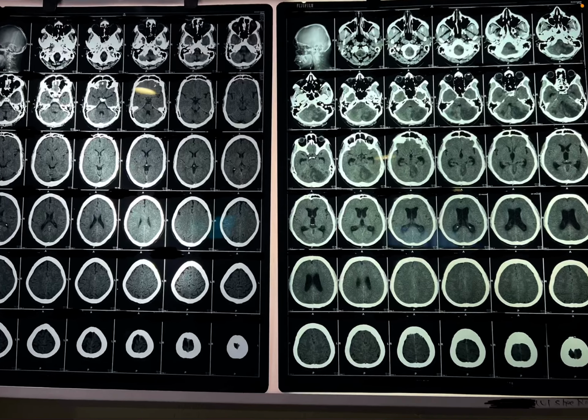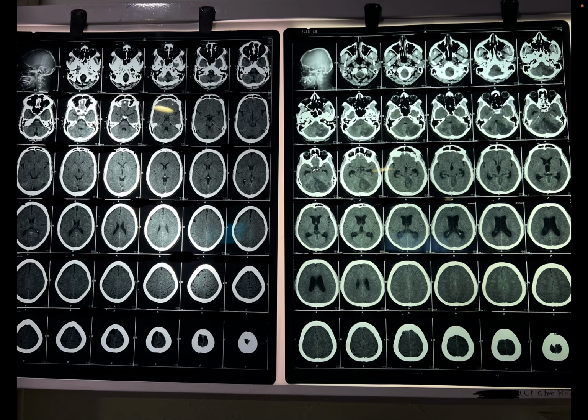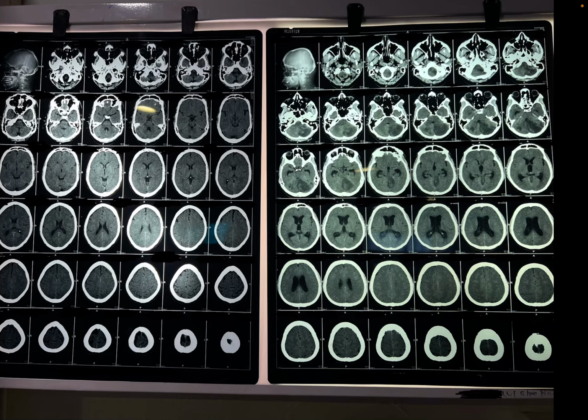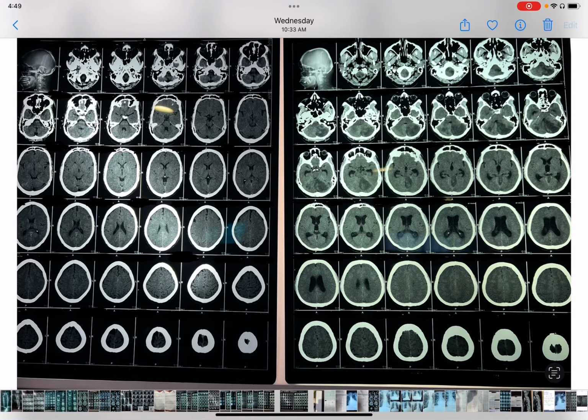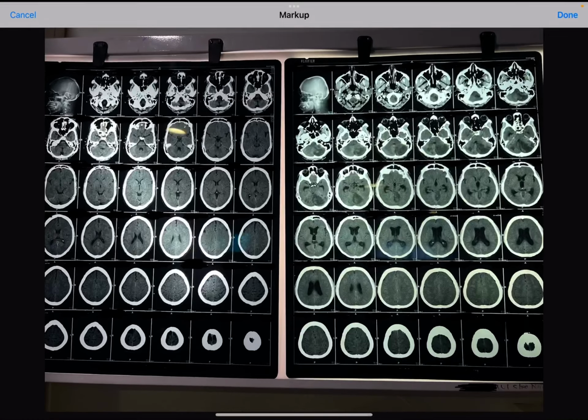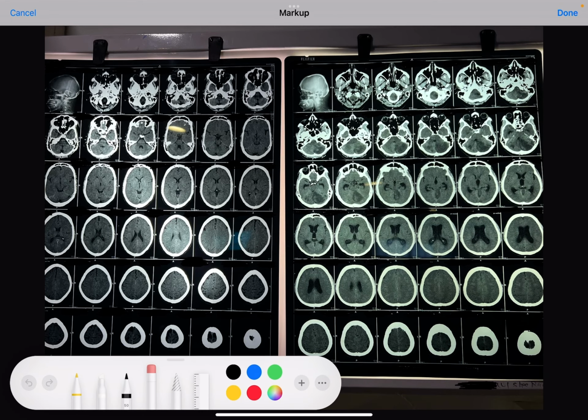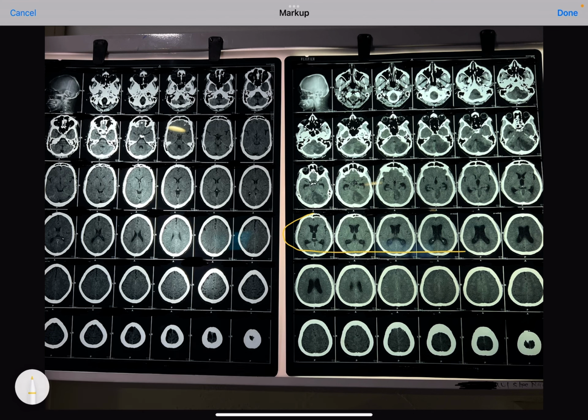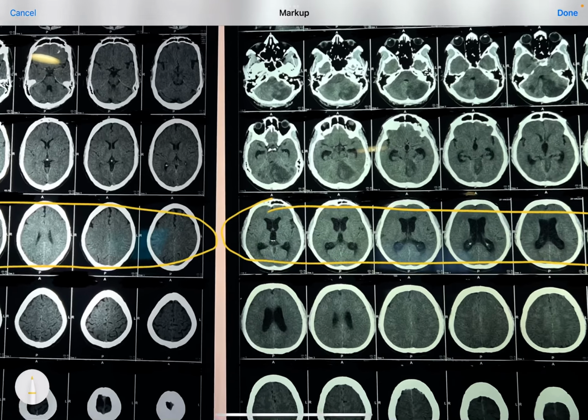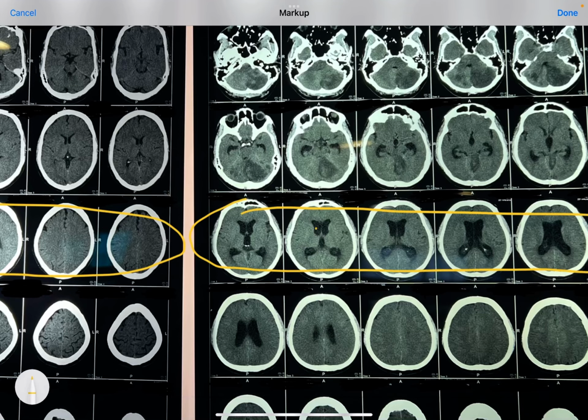Now we'll be discussing a very interesting CT scan of the brain. This is the CT scan of the brain, and what we can very nicely appreciate is this area. You can focus on these films and these films. What we can actually make out is that these are pretty enlarged.